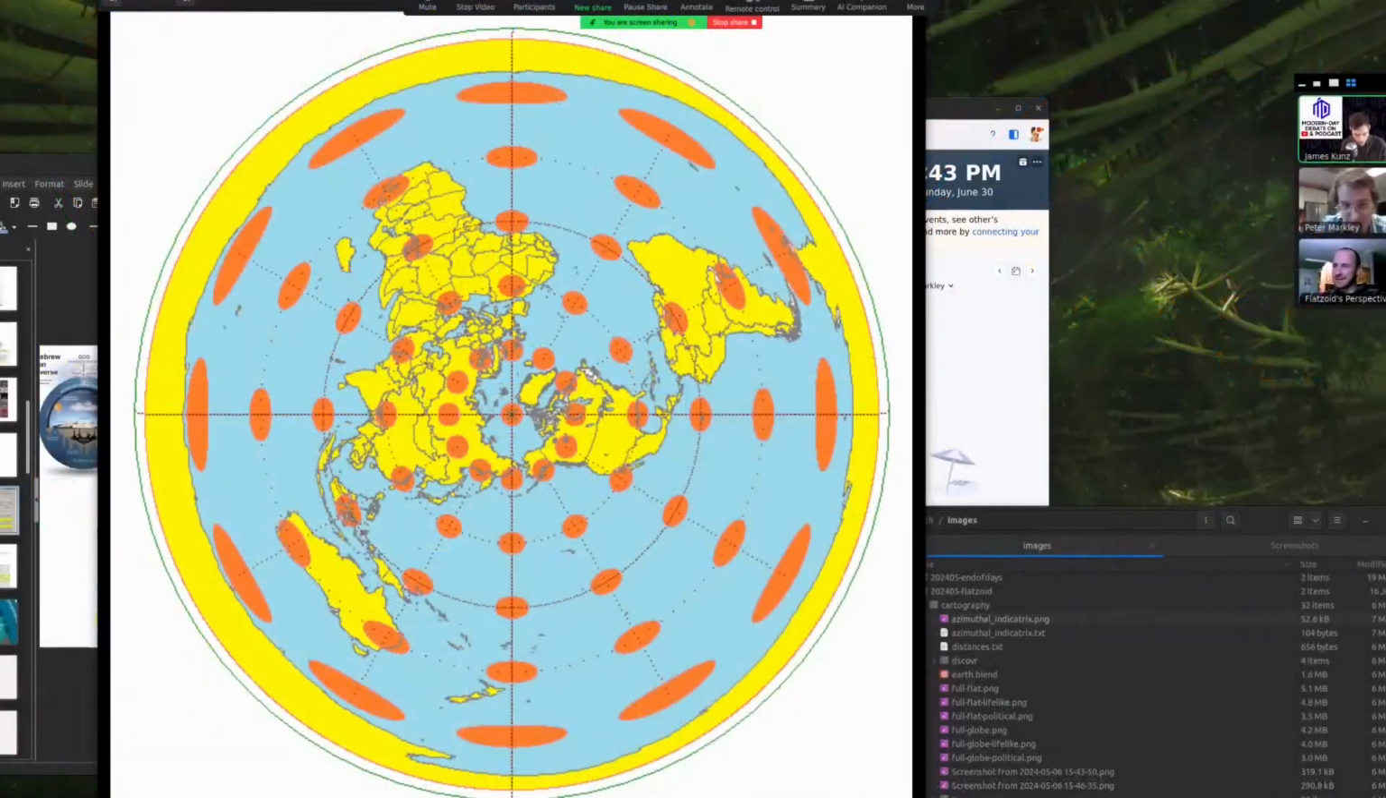One minute on the floor, Peter. Okay, Flatzoid, can you tell me what this is? The equidistant map. There's more to it. Can you tell me what the orange blobs are? That's where your sun is. I don't know, you tell me. You're the one presenting.